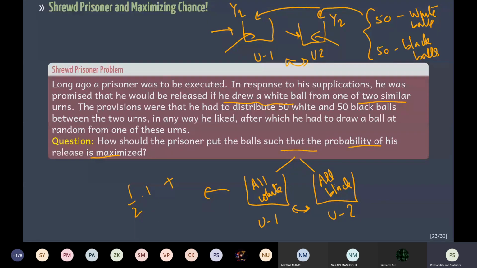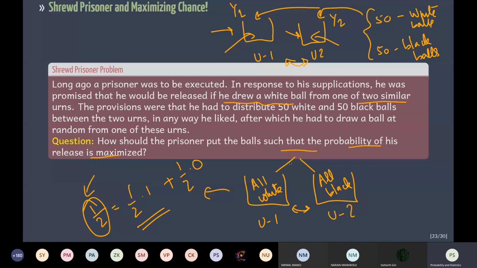It is possible that he could have chosen the other urn, but then he is surely going to lose. So here the probability of picking white is 0. You can define a parameter like this. In this case, his success rate is half. Now the question is, in what way can you do the distribution such that his success rate is maximized?